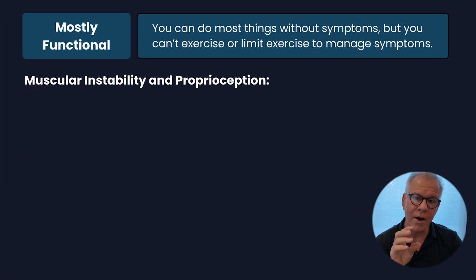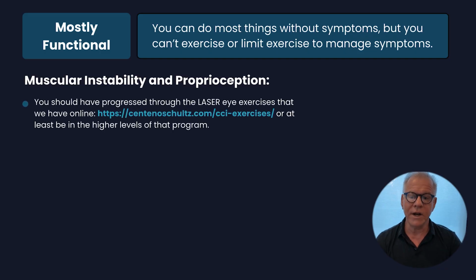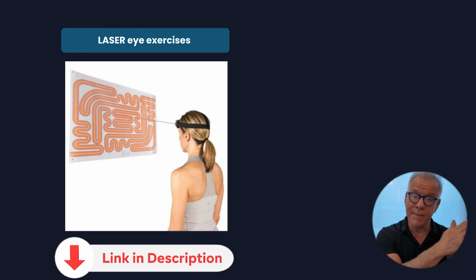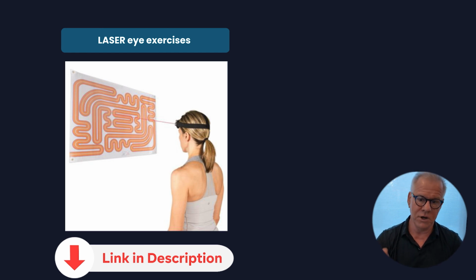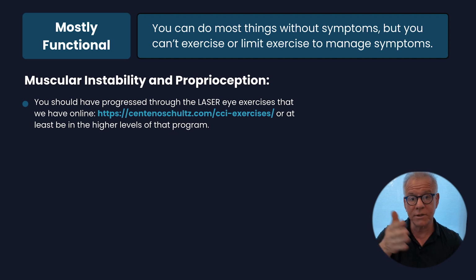So if we're talking about muscular instability, stability is half ligament and half muscles. So you have to build those muscles if you're going to get to the next level. Now, an easy way to do that and combine that with proprioception or position sense is to do our laser exercises, which I've talked a lot about in prior levels. And at this point, you should have progressed through those. If you've never tried them at all, go online, try those. You should be able to just bop right through those, or at least get to level 2 or 3 without much difficulty if you're at this functional level.